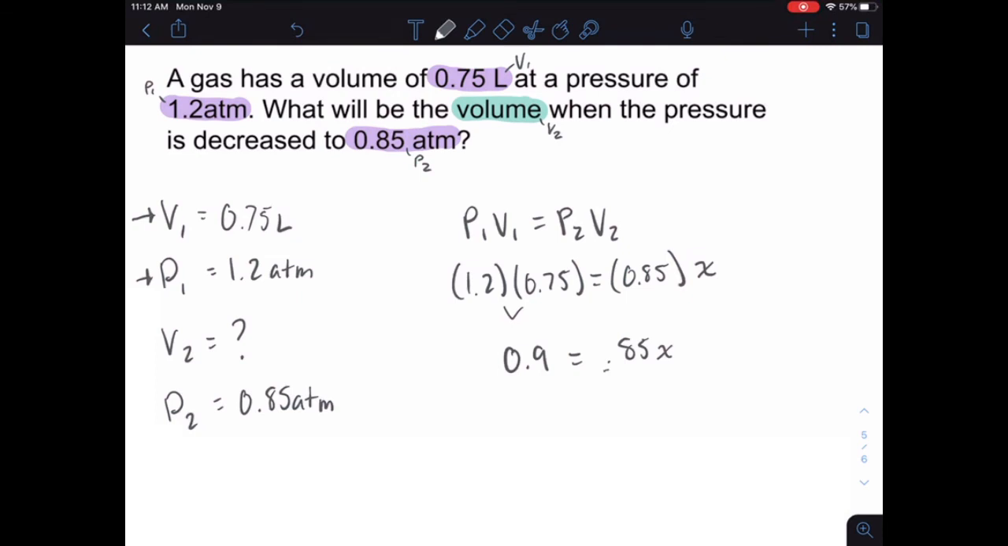To get the X by itself, I'm going to divide both sides by 0.85. Those are going to cancel out. And when I divide those numbers, I get 1.06 is my X. And our units, since we're solving for volume, will be liters.